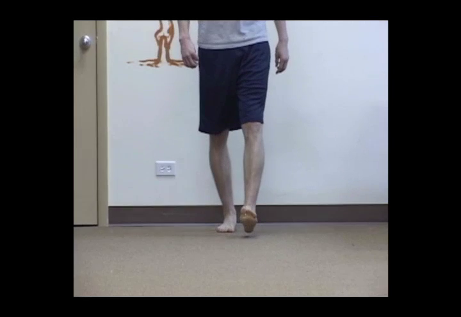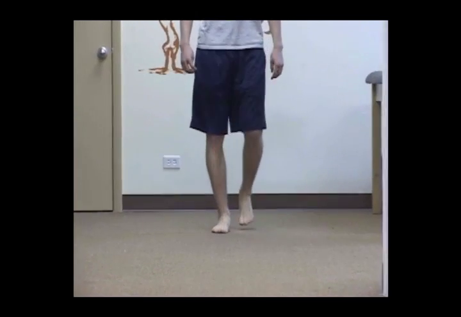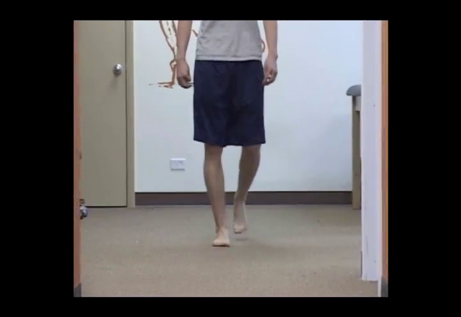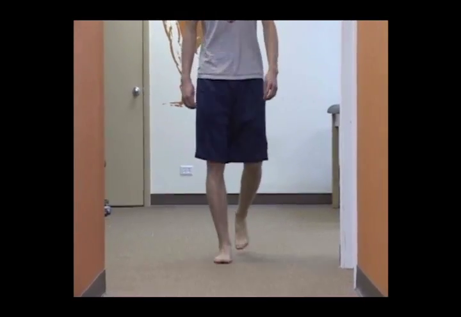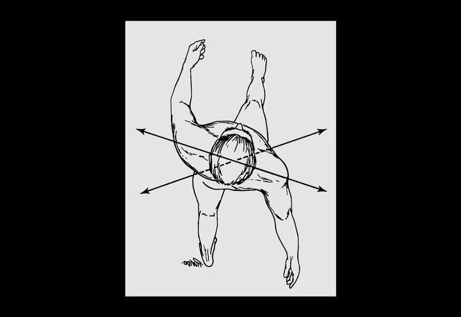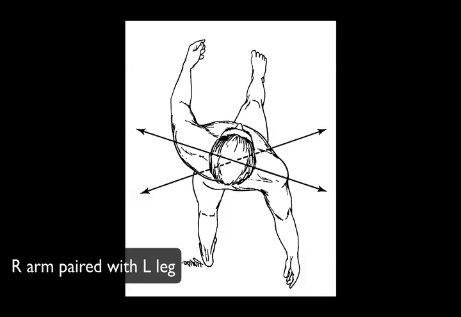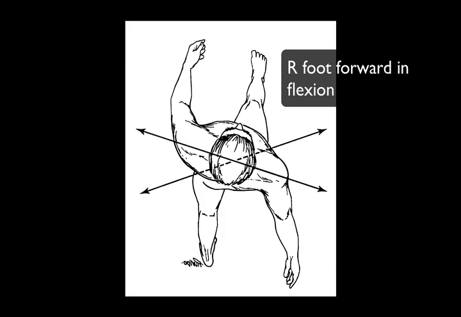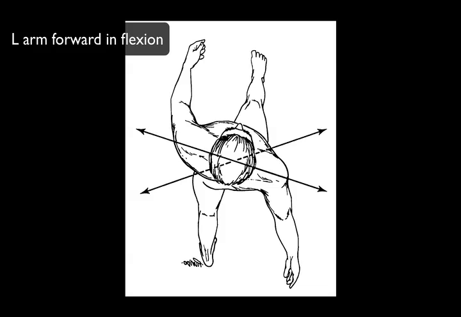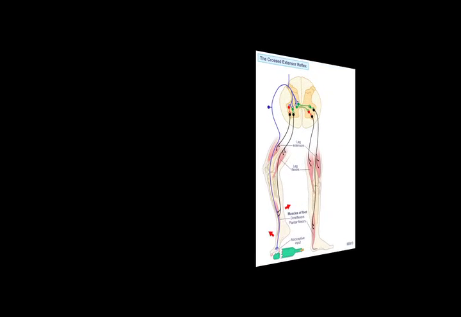This has a lot to do with gait, as we have sequential motion of one foot following the other, and this can also relate to arm swing. In other words, the right arm is paired with the left leg. When the right foot is forward in flexion, the left arm is forward in flexion. Let's take a closer look at this neurological reflex and some of the mechanics of it.